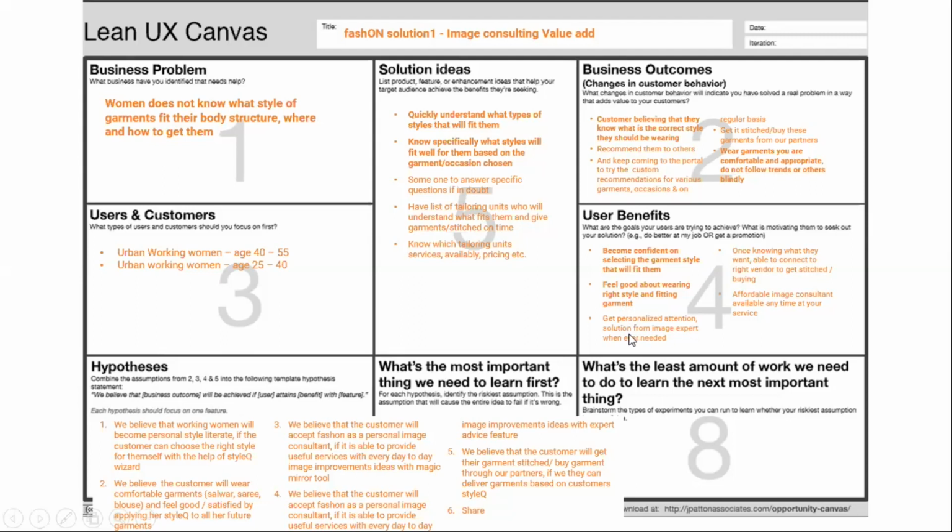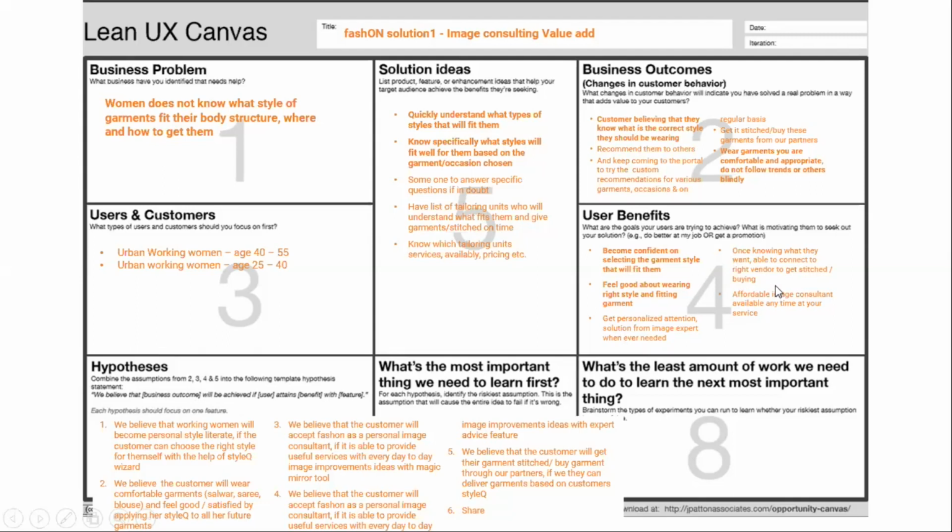Get personalized attention and solutions from an image expert whenever needed. This is the benefit for them. So assuming suddenly there is a party coming up, a wedding coming up, based on the clothes and dresses available and what they need to purchase, they get some experts guiding them. So that is the other user benefit. That's what they expect. The goal is to get some guidance.